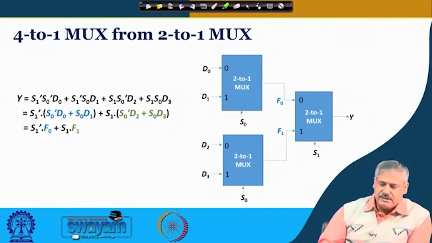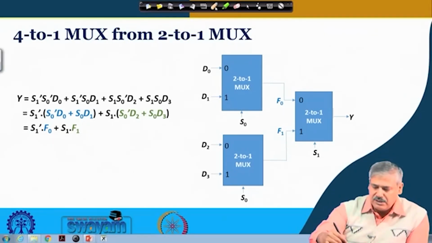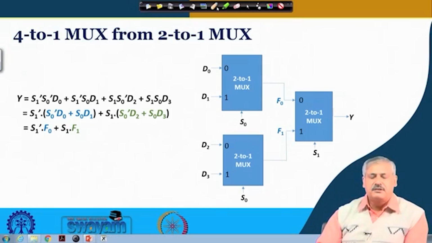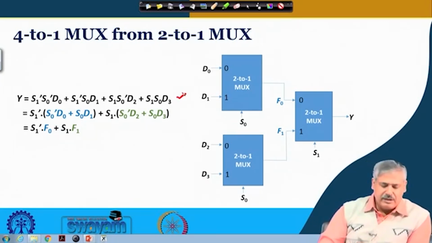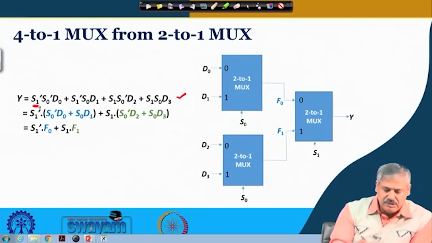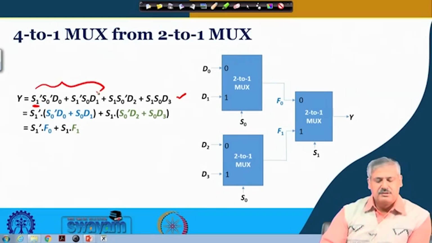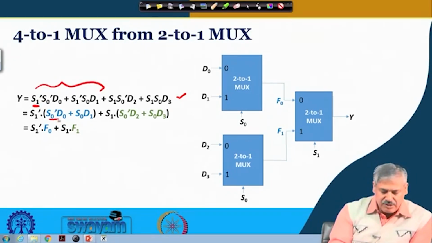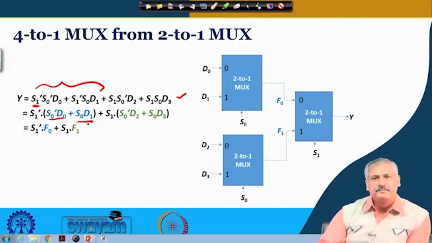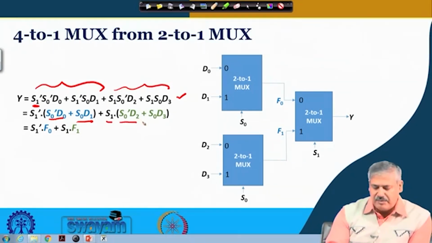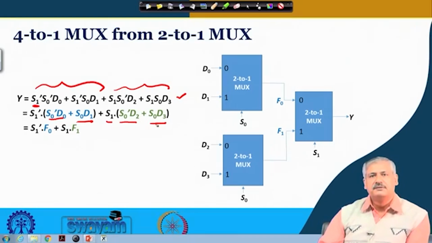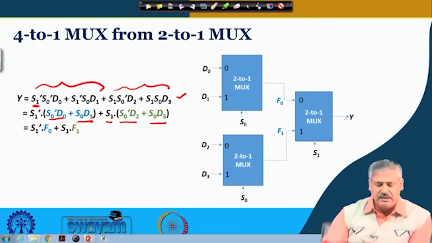Now let us look at the 4 to 1 multiplexer equation a bit closely. So this was the basic equation we had seen before. Now if we take S1 prime common between these two, we get S0 prime D0 and S0 D1, and if we take S1 common between these two, we get S1 and S0 prime D2 and S0 D3, within the bracketed term.